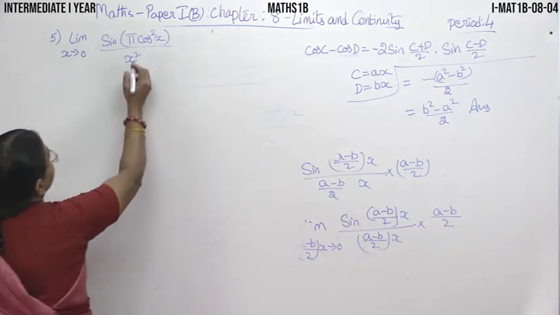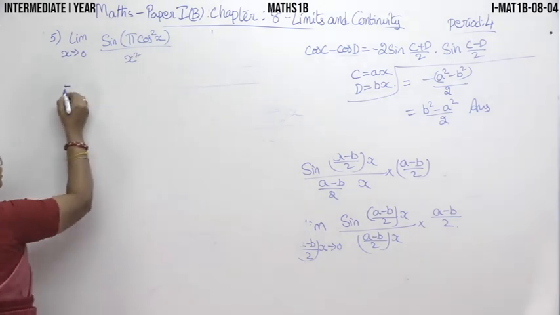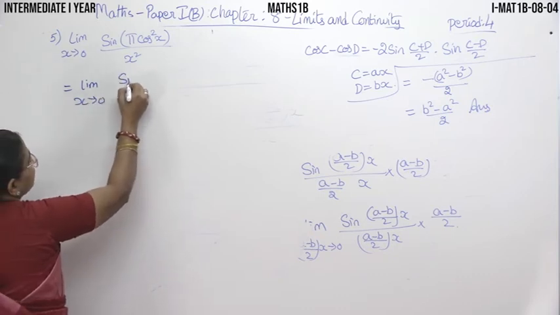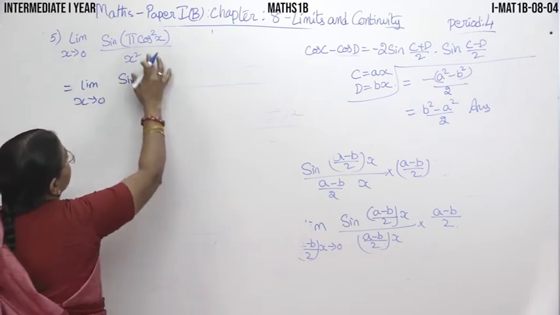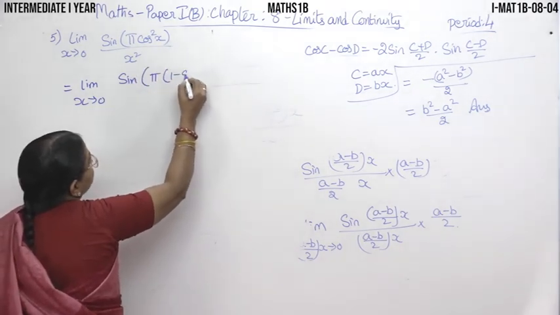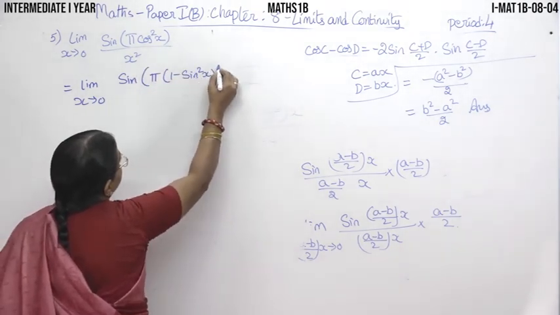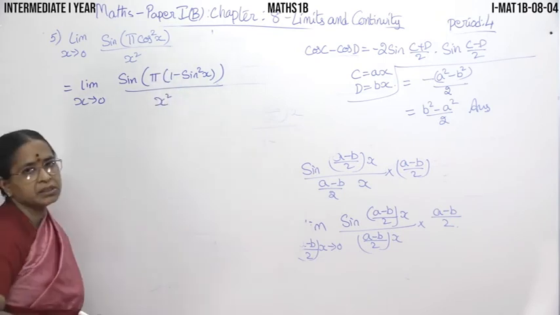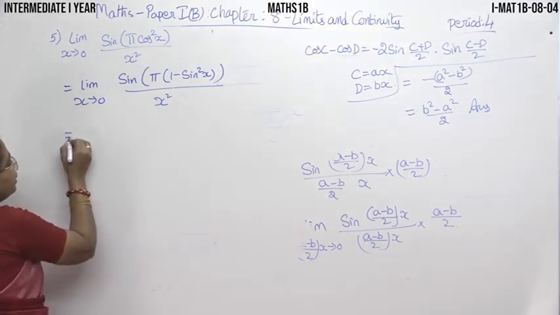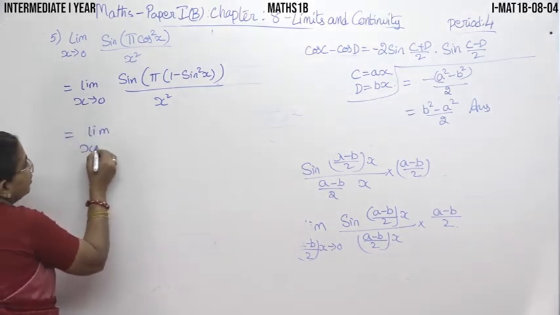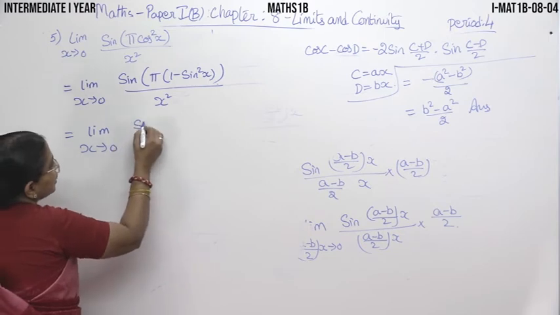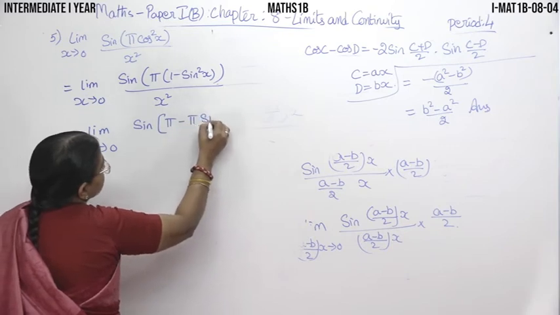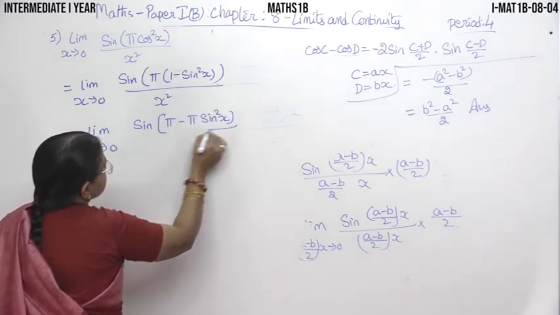What will you do? The point that you have to remember is very important, very simple also. If you cannot remember this point, you cannot do the problem. Write cos square x as 1 minus sin square x. This point you have to remember. So writing cos square x as 1 minus sin square x, if you can remember this, you can easily proceed and complete the problem. So it is sin of pi minus pi sin square x by x square.